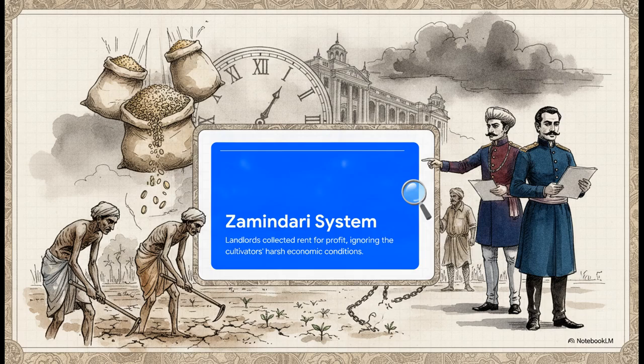And the real tragedy here is that these landlords did basically nothing to improve the farms. Their only goal was collecting rent, completely ignoring how miserable the farmers' living conditions were. The colonial government gave these zamindars strict, hard deadlines to pay up the revenue, and if they missed a date, they'd lose their land rights. So as you can imagine, the zamindars just relentlessly squeezed the farmers to make sure they got their money.